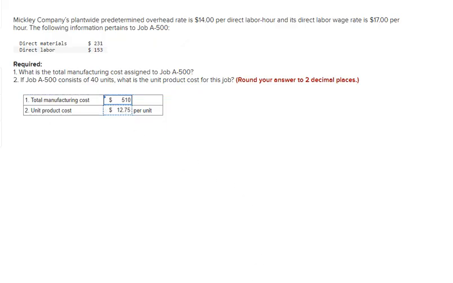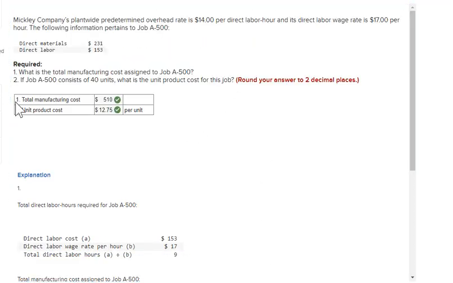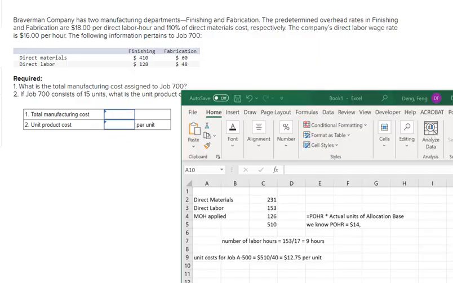Okay, let's score. Yes, we got all right. Check out this one. This is very similar here. I asked for the total costs and then ask us for the unit costs. So we'll use the same formula there.